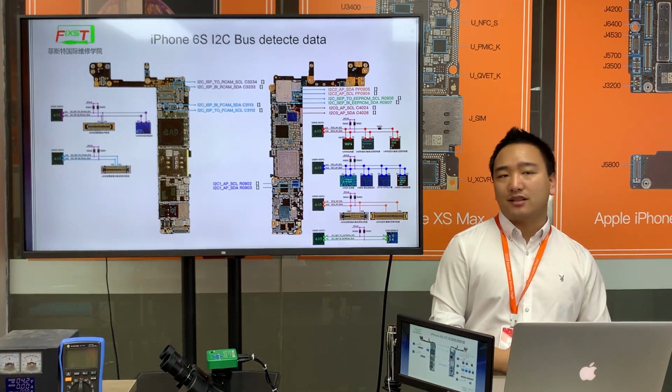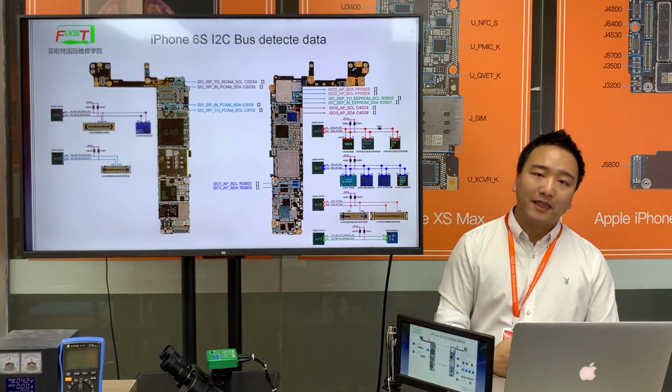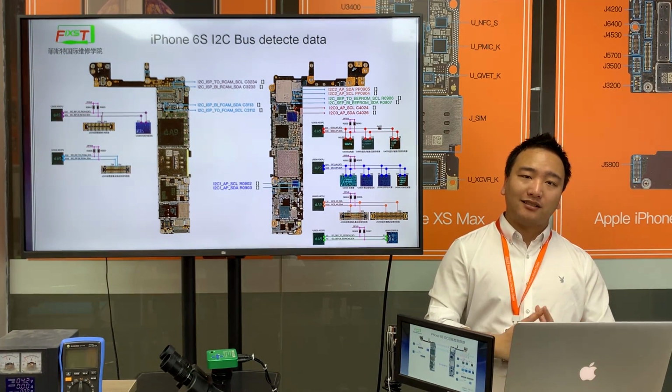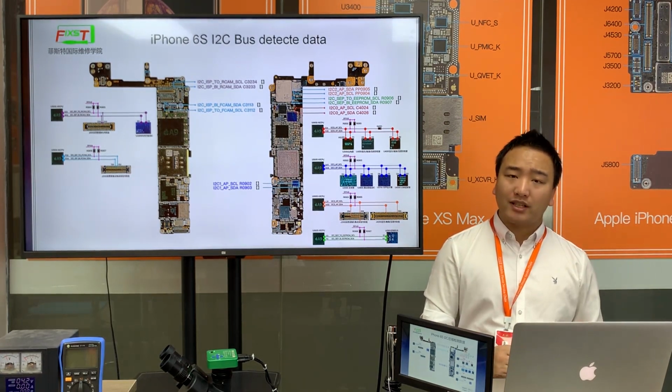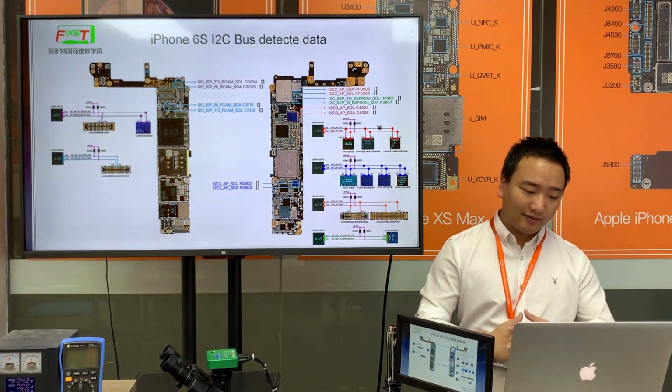In this PowerPoint, in this PPT, you can see it. We have marked the test points, where to detect. We have marked it in detail, and when you meet a similar problem, you can detect it. Follow it step by step to test it. And this is the PMU output detection data.